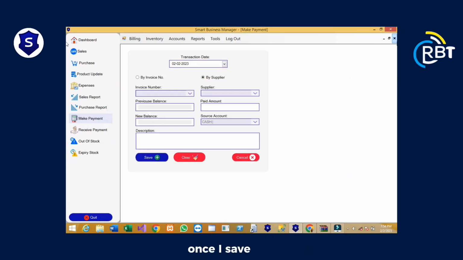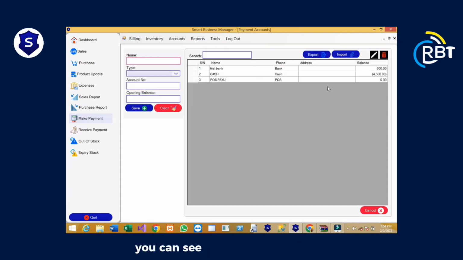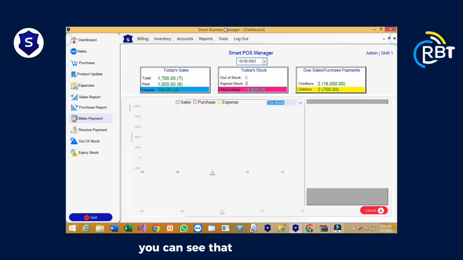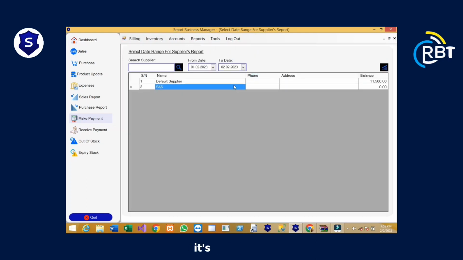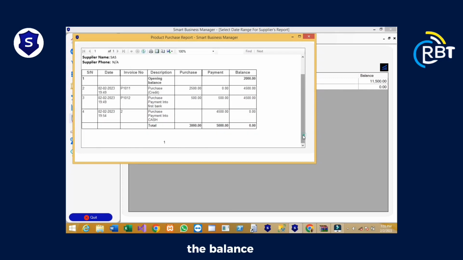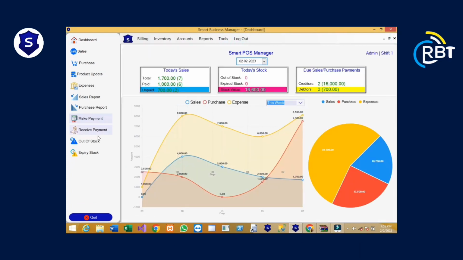Then once I save this, if I open my cash account, you can see that my cash account has made the payment. But of course I didn't have money in my cash account, so it's on minus, right? Now that's fine. So you can see that my SARS account, if I open it now, is on 0. The balance is 0.